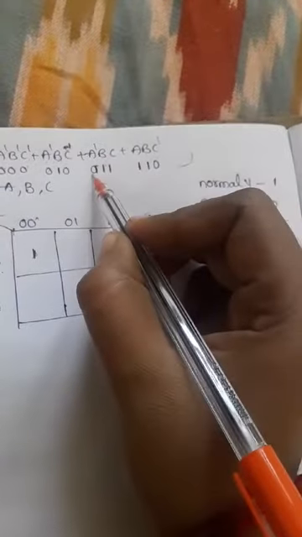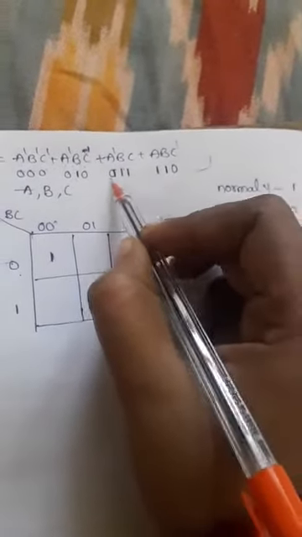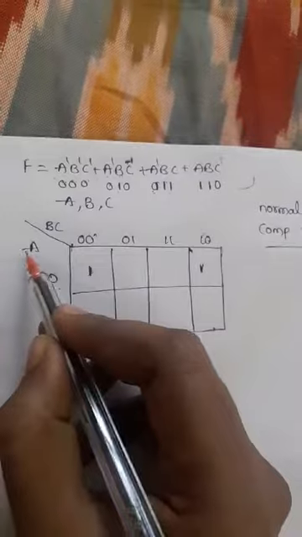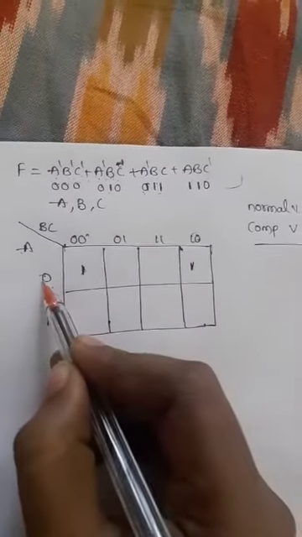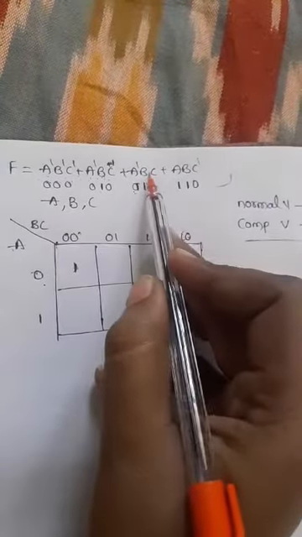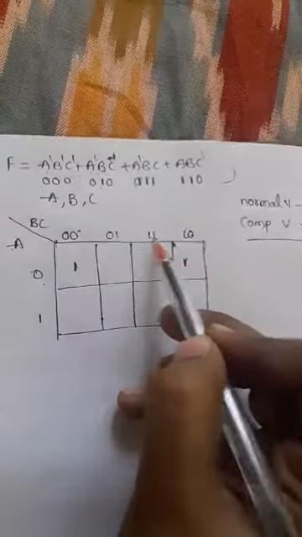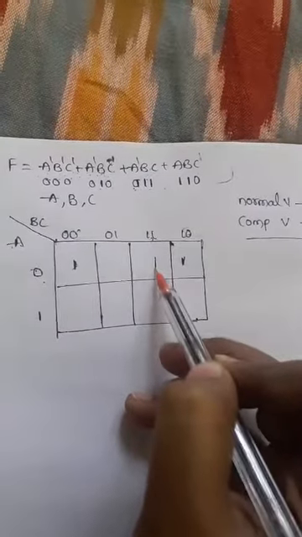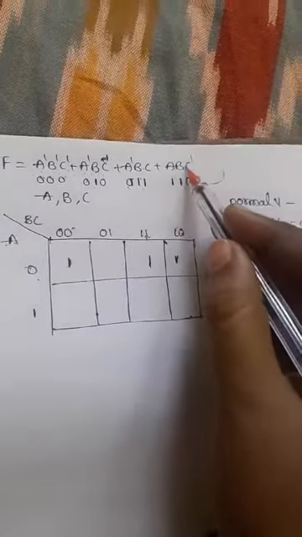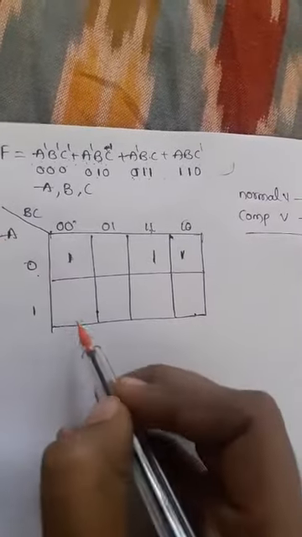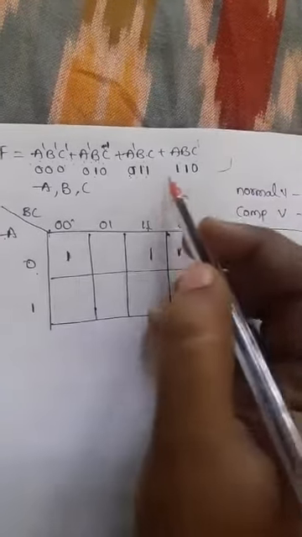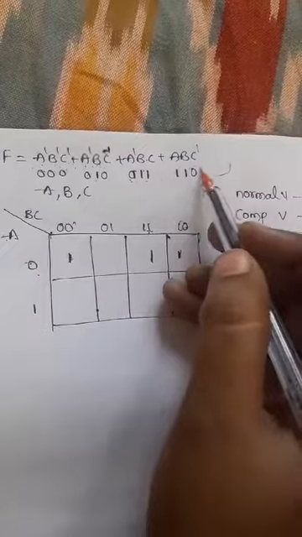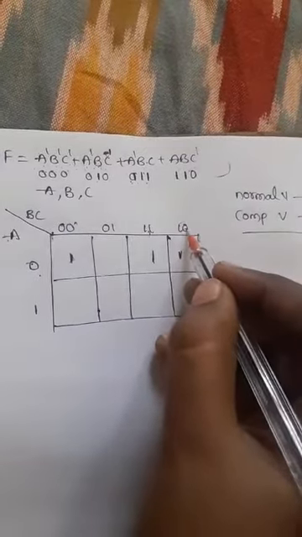Like this we can solve the remaining terms. 0 1 1: A as 0, B as 1 and C as 1, so 0 1 1 is here. Next, AB as 1 1, that means A as 1, this row, and B as 1, C as 0. So 1 1 0 is here.